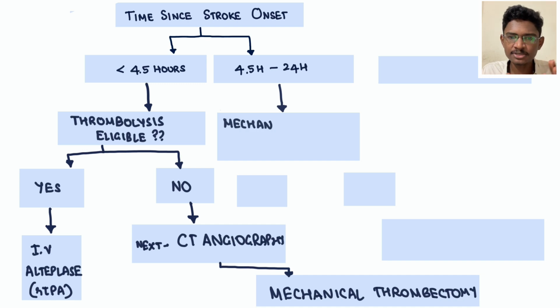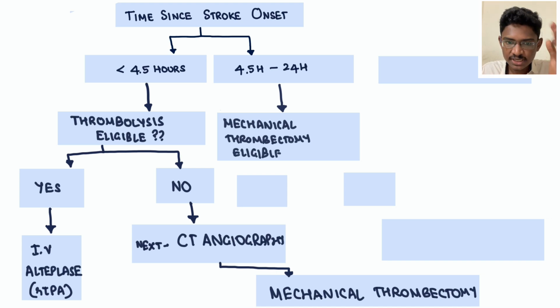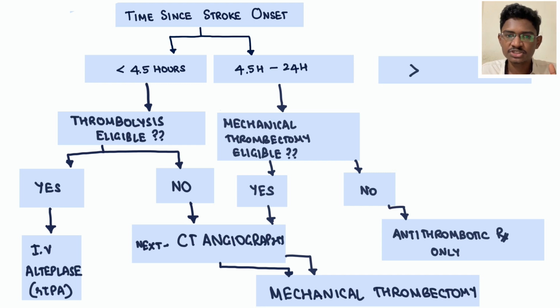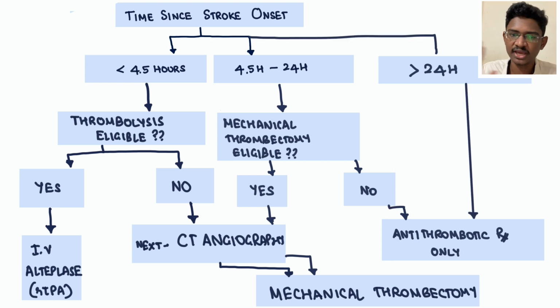Next, what if the patient presents between 4.5 hours to 24 hours, 1 day? Here also, the patient is still eligible for mechanical thrombectomy in specific circumstances. So here also you should do CT angiography and check whether he is eligible for thrombectomy or not. If eligible, yes, you can do mechanical thrombectomy. If you find he is not eligible for thrombectomy, then you can give just antiplatelet drugs, antithrombotic agents.